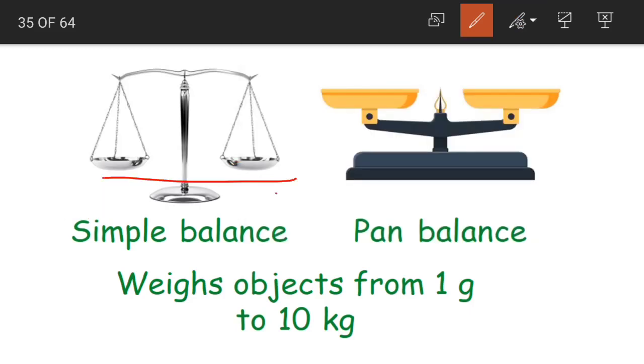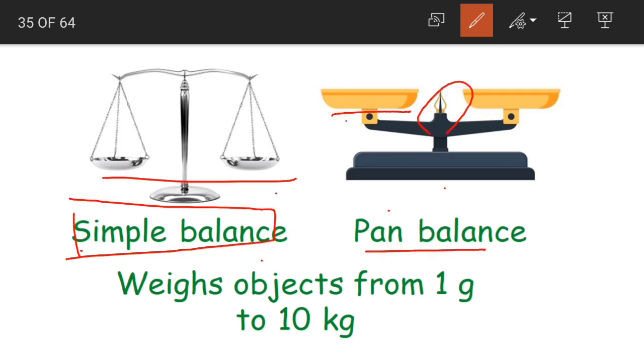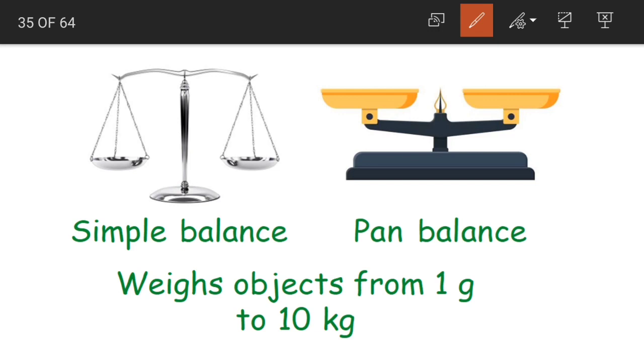Understood children? So this is called a simple balance, and this one is called a pan balance. These are the names of the measuring instruments. Just like we have scale and measuring tape for measuring length, we have simple balance and pan balance for measuring weight.